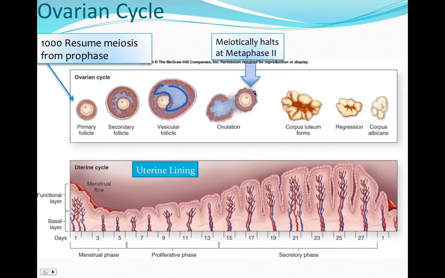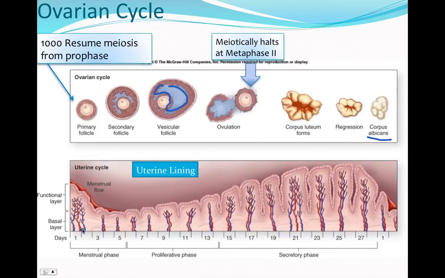down the fallopian tube. What's left in the ovary is the structure called the corpus luteum, and it will regress until it becomes what's known as a corpus albicans. And at that point, during the month, that corpus albicans will cause menstruation to occur, which you see down here in the uterine lining diagram.